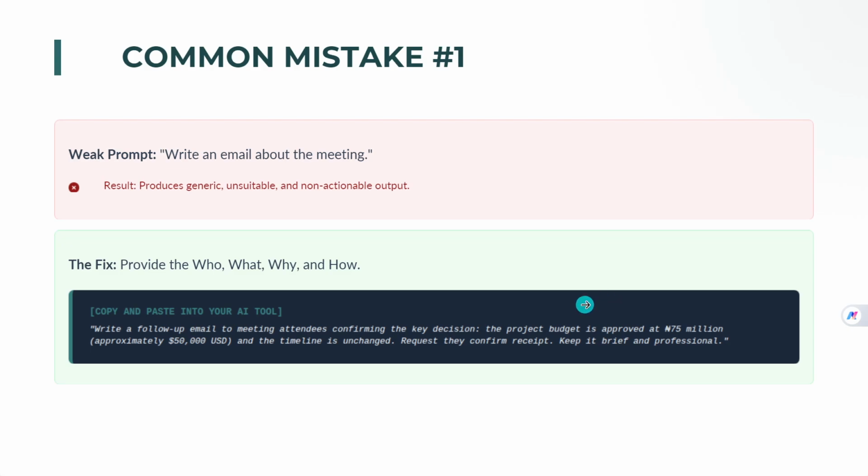All right, so let's have it. Write a follow-up email to meeting attendees confirming their key decisions. The project budget is approved at 75 million and the timeline is unchanged. Request the confirmed receipt. Keep it brief and professional. Right? Always provide who, what, why, and how in your prompts.